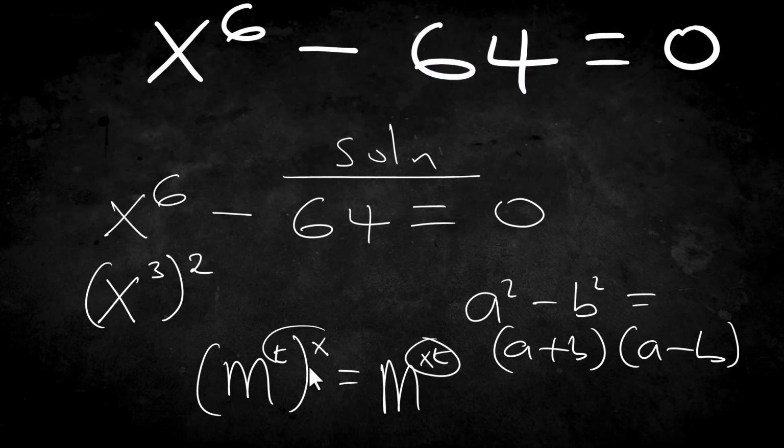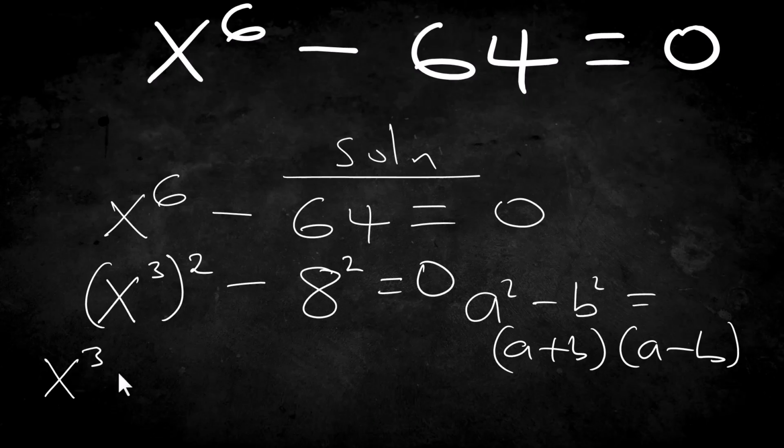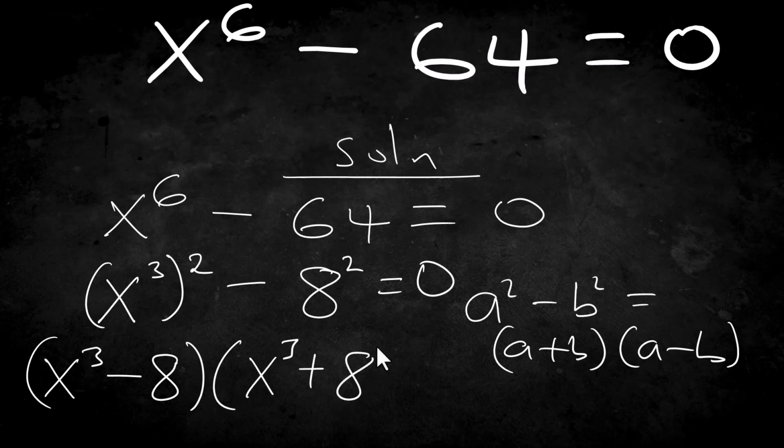So this one is a product. We can now write the 64 as 8 squared, because 8 squared is 64. So we have done nothing. So from here, my a is x cubed, my b is 8. So we have x cubed minus 8 times x cubed plus 8 equals 0.